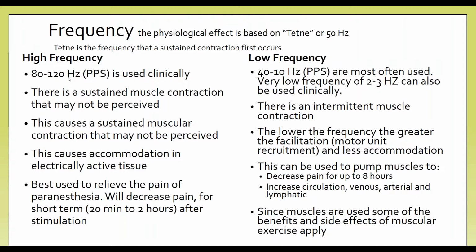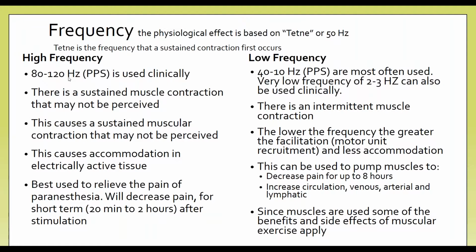Low frequency, 40 to 10 hertz, or pulses per second, is used a lot. Then you get an intermittent muscle contraction. 10 hertz is going to pump a lot better than 40, but you're going to feel it a lot more. At 40 hertz, you don't feel it as much because there is more accommodation occurring, so it's not as firm of a contraction going on due to that accommodation.